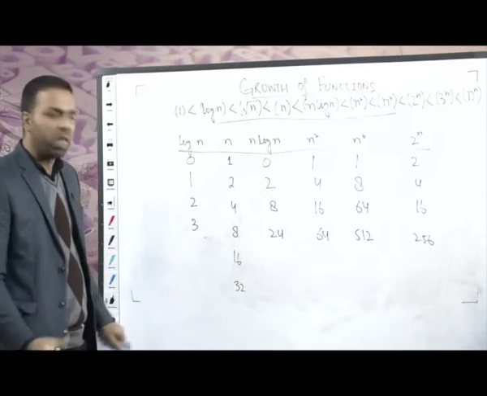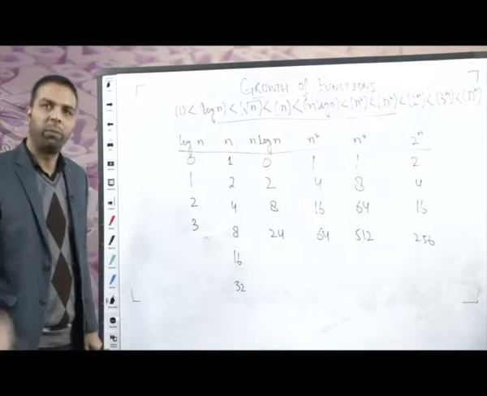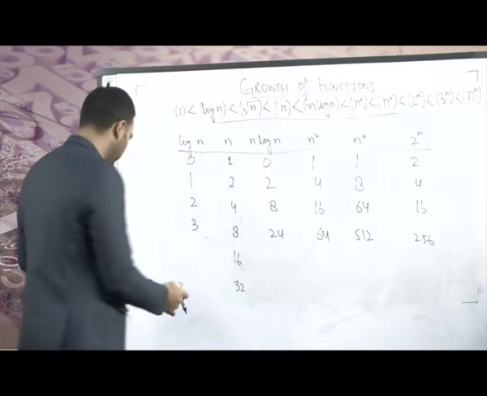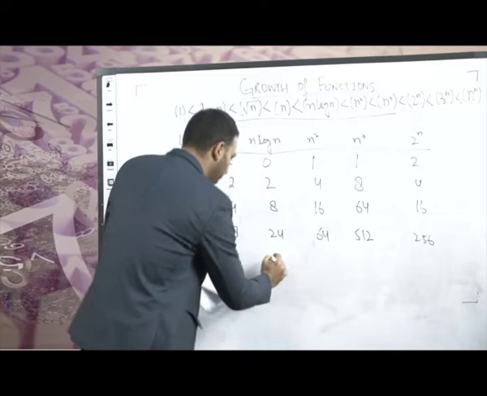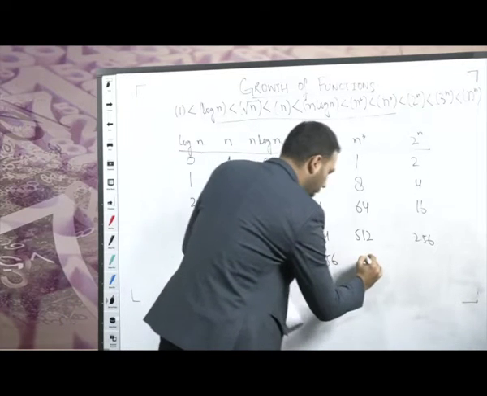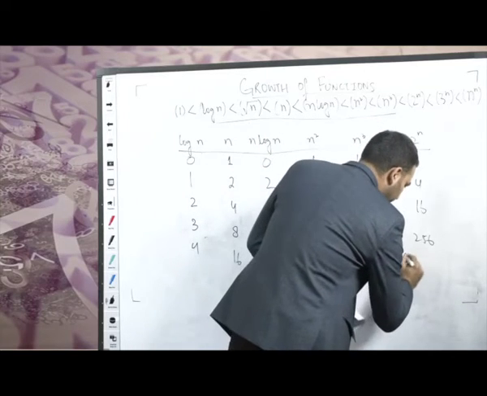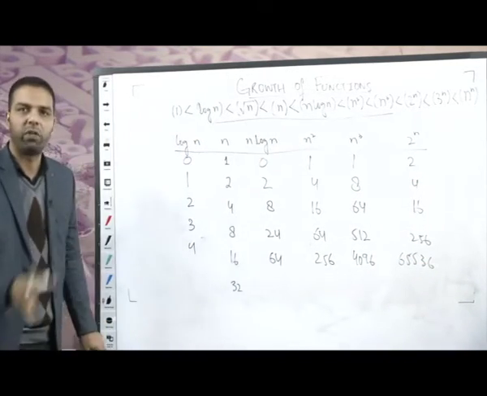So still the question remains, this is 256, this is 512. So something seems to be wrong here. But now let's go to 16. So at 16 this will be 4. Okay. So n log n will be 64. This is 256. This is 4096. And this is 65536. Now things have changed.